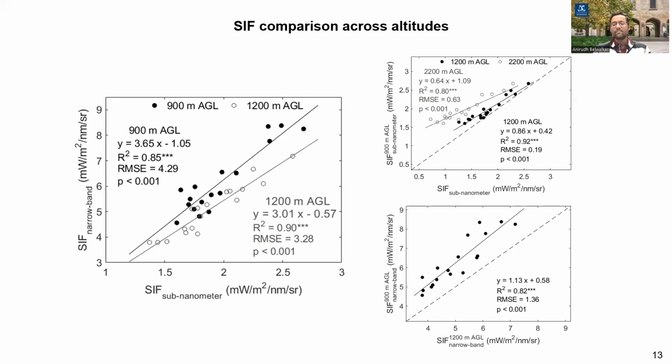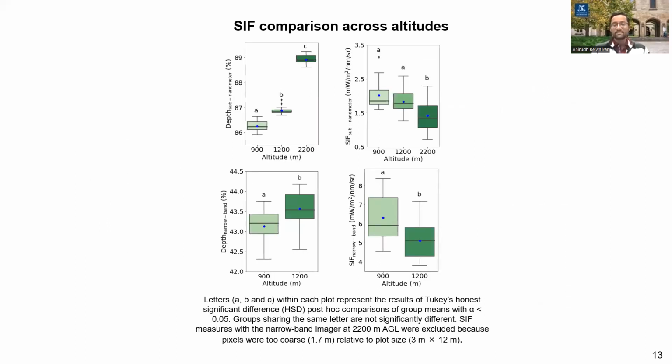Previous studies have shown that the depth of the O2A absorption feature increases with sensor altitude. This is consistent with our study, which shows that with increase in altitude, depth increases for both hyperspectral images. Despite correcting for atmospheric effects, SIF decreased with increasing altitude.